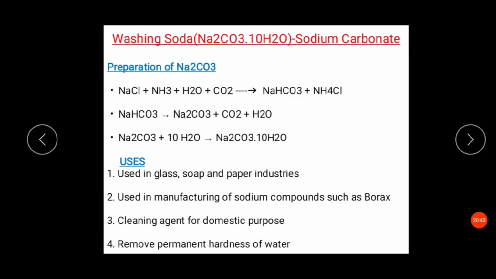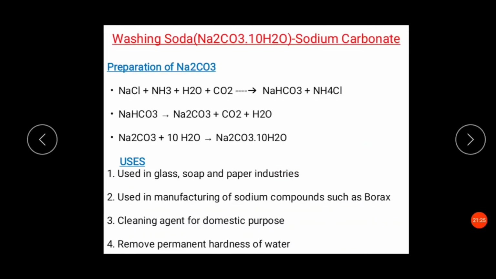How is it prepared? It is prepared by the combination of NaCl, ammonia and carbon dioxide. So ammonia and carbon dioxide are passed through the solution of NaCl, and sodium hydrogen carbonate and ammonium chloride are formed. Now this NaHCO3 is heated and carbon dioxide and H2O are produced along with sodium carbonate. Now this sodium carbonate combines with 10 water molecules to form Na2CO3.10H2O. Very simple. These three simple steps.